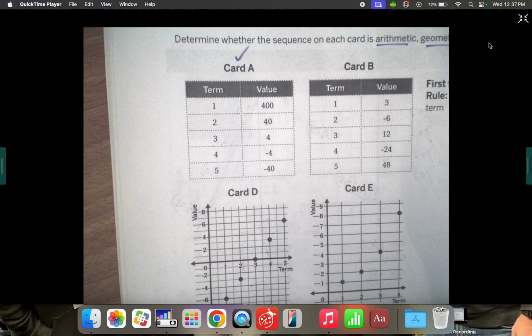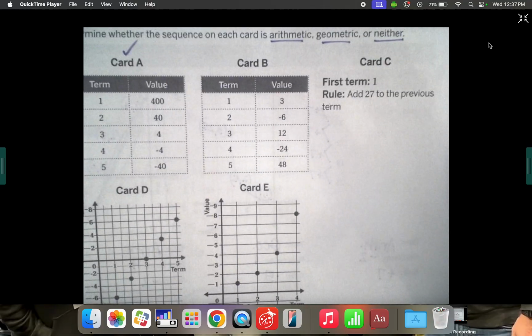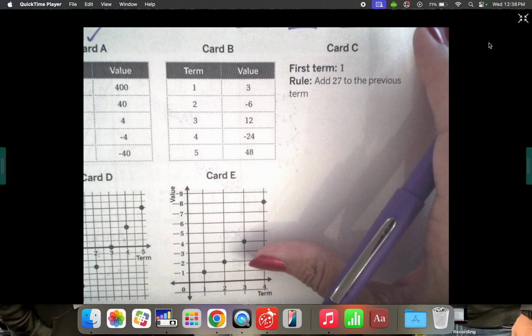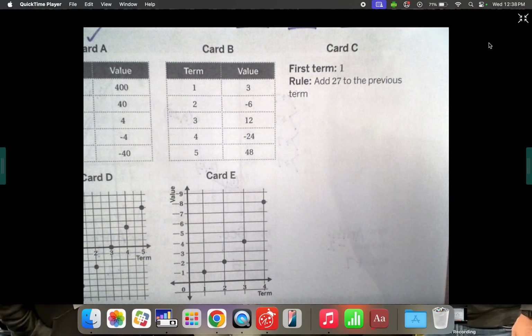All right, let's go ahead. You know what? Let's just do this one together. I was going to have you guys try these on your own, but after seeing card A is neither, let's make sure you know how to do this. Or if you want to, you can pause the video and try the rest on your own.